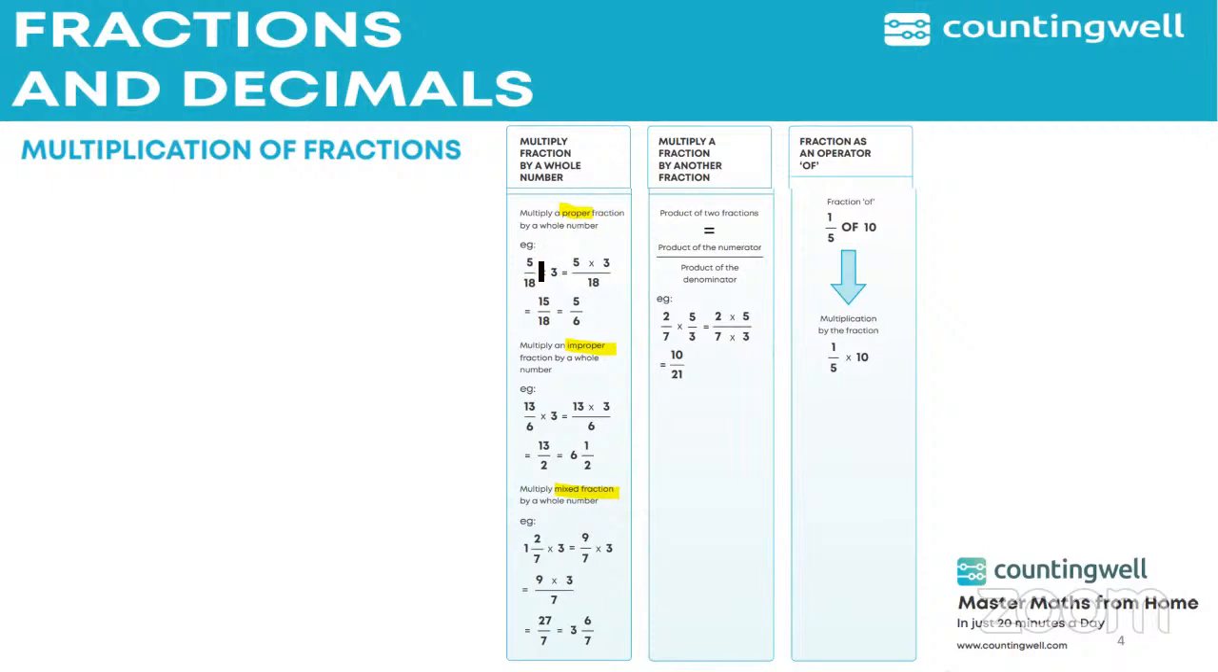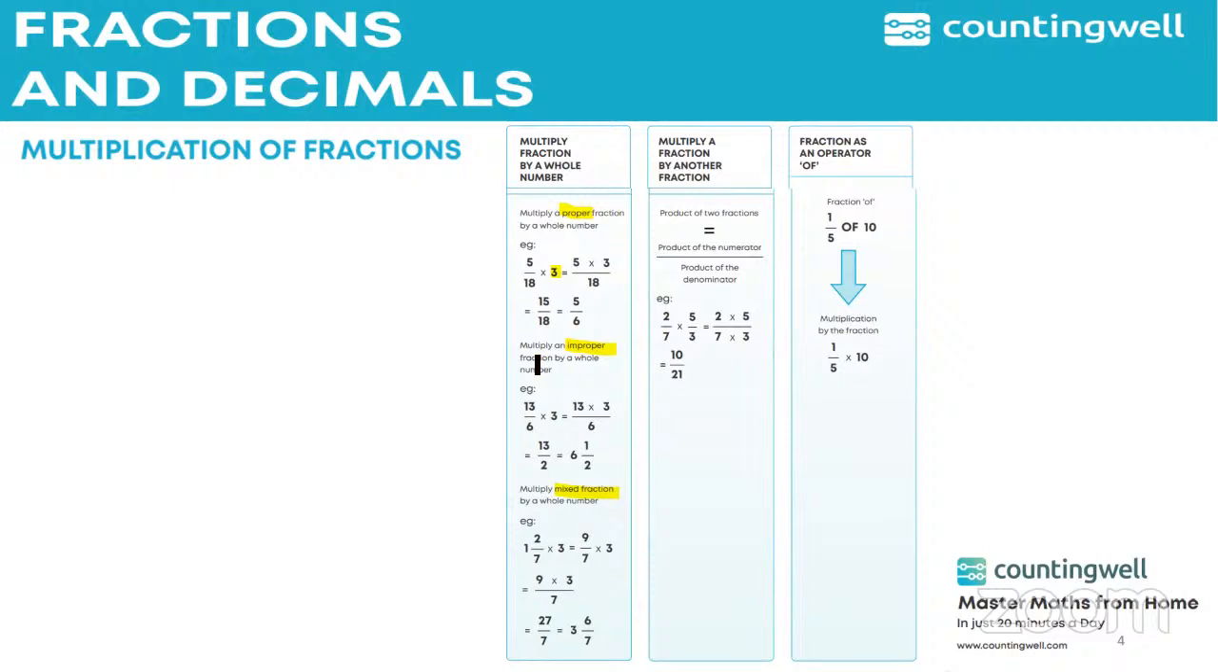So when a proper fraction 5 by 18 is multiplied by whole number 3, you multiply that whole number to the numerator. So we have 5 into 3 divided by 18. So we have 15 by 18. Then we find the simplest form of this fraction by dividing the numerator and denominator by a common factor. So here the common factor is 3. So dividing the numerator and denominator by 3, we have 5 and 6. So we have 15 by 18 equals 5 by 6.